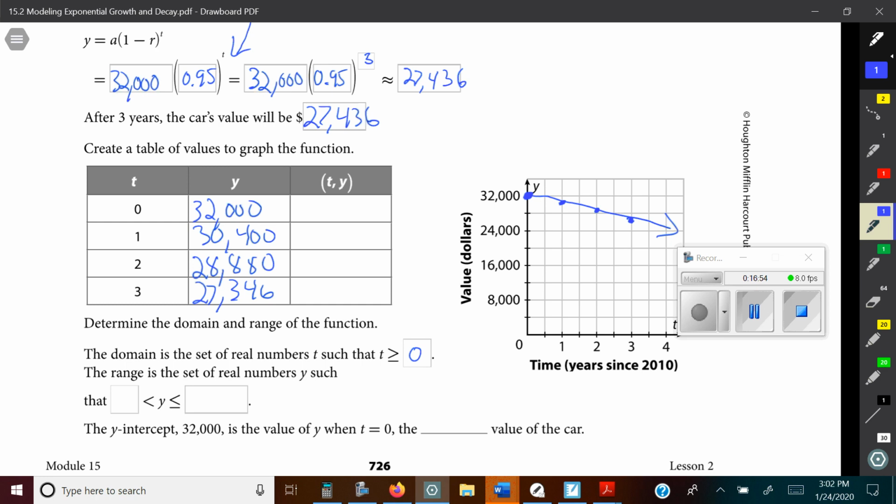Now the y, that's a different story. It's not going to be worth more than 32,000. So y would have to be less than or equal to 32,000. And what's the lowest amount that the y could be? Well, it can't be negative. The lowest amount that the car is going to be worth is 0.